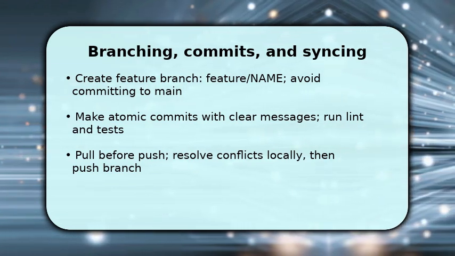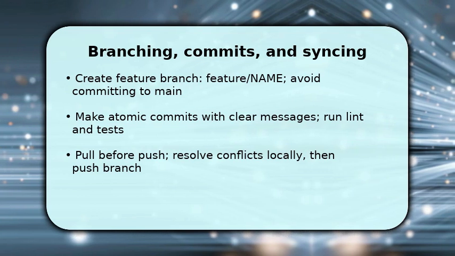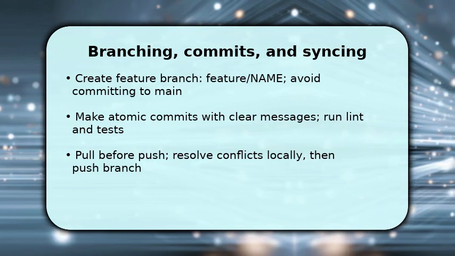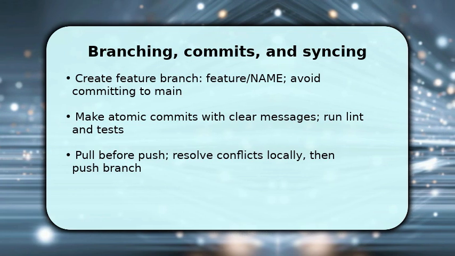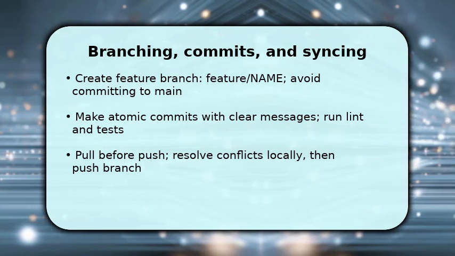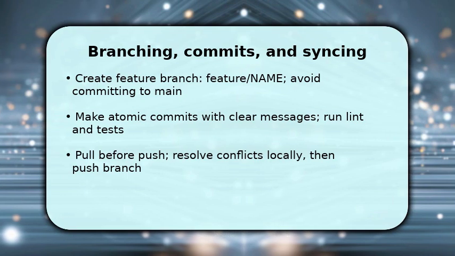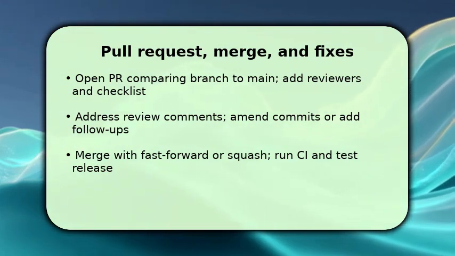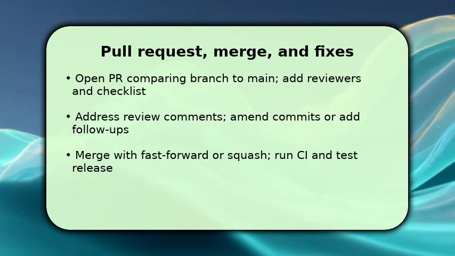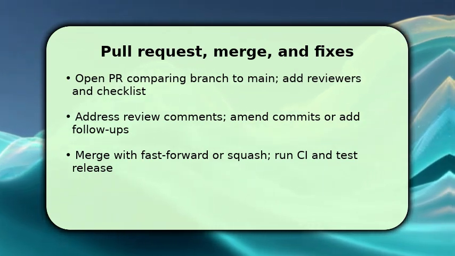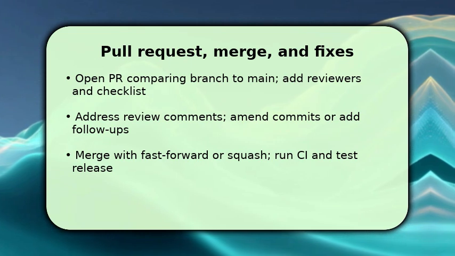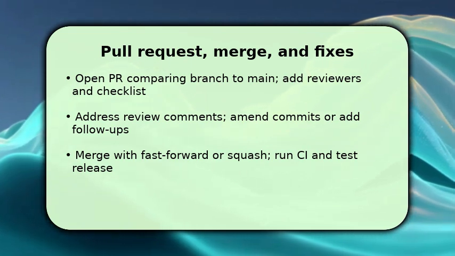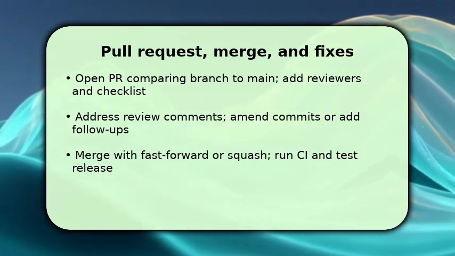If conflicts appear, resolve them locally in Android Studio or with Git commands. Then stage the fixes and push your branch to GitHub for a pull request. You open a pull request to merge your feature into main, explain the why and what in the description, and add reviewers. Once reviewers leave comments, address them promptly by making changes on your branch. You can amend or add commits, then push updates so the PR reflects fixes.